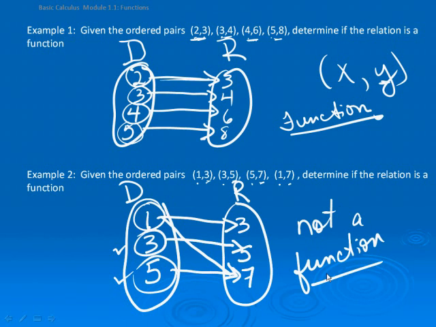Now notice, I'm not worried about what happens in the range, but rather I'm only watching what's happening in the domain. 7 is used twice here, but that doesn't matter as far as a function goes. Only your domain cannot have more than one mapping.